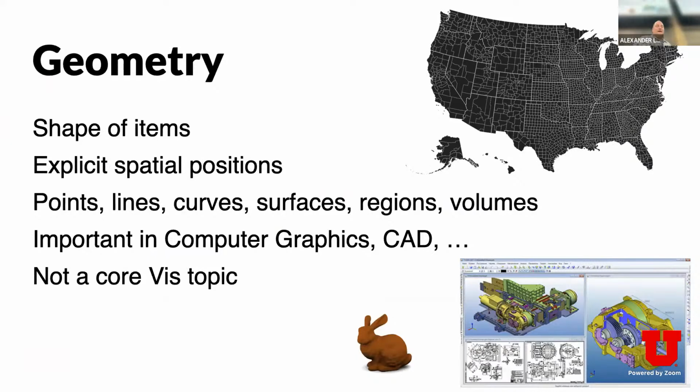Okay, and then the last data set type is geometry. This is about the shape of the items, explicit spatial positions, points, lines, curves, surfaces, regions, volumes. We will see a little bit of this when we work with maps. For example, we'll have a lecture on D3 maps on Thursday, and there will be a dedicated lecture on maps later in the semester. But mostly this is a topic of computer graphics and CAD. And so it's not a core viz topic, and there are also other courses at the EU that go into this kind of data.